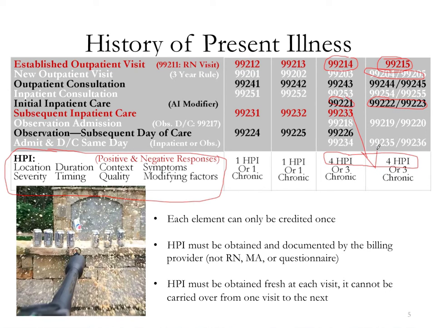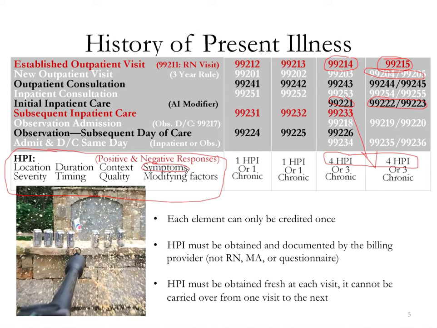When you get credit for one of the HPI variables, you cannot get credit for that variable a second time or a third time. So if we're shooting for this variable of symptoms, once you document that the patient has been complaining of chest pain, you'll get credit for associated signs or symptoms.